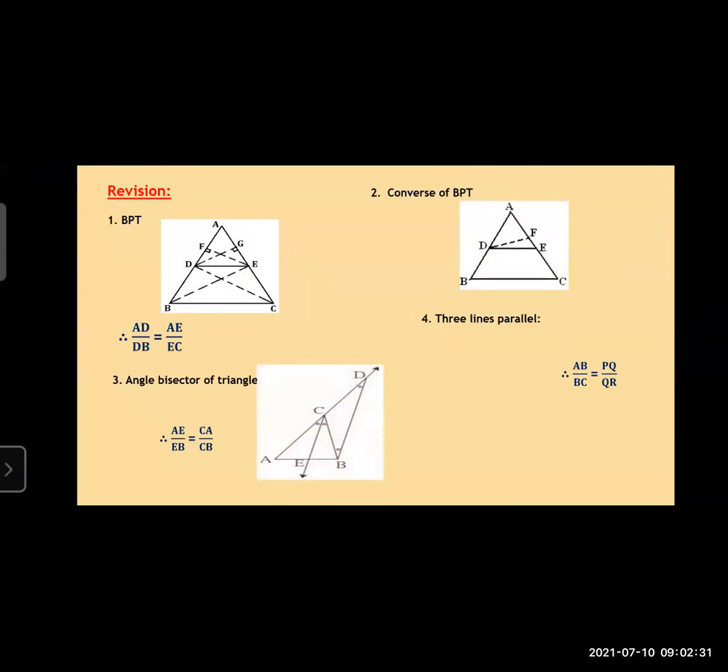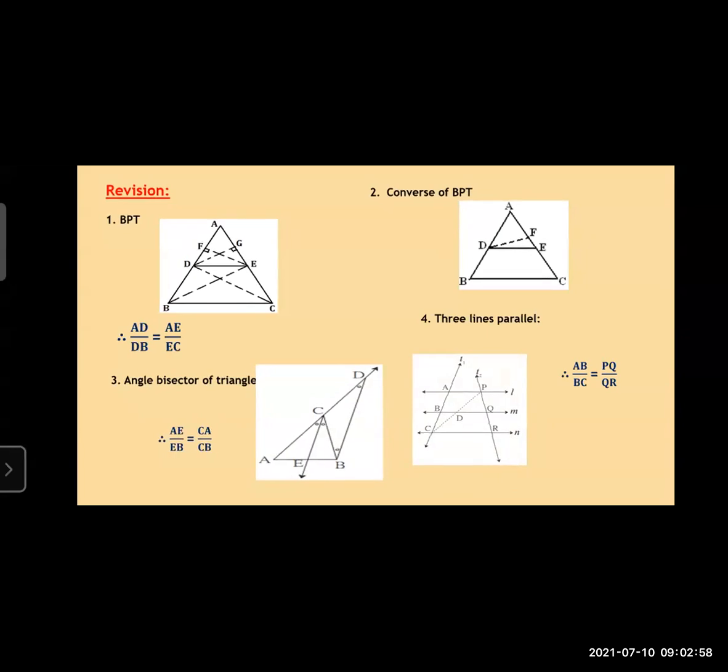Third is the angle bisector. So see in the triangle, CE is the angle bisector. So we write AE by EB is equal to AC by AB. Okay. And the last one is the three parallel lines. If this condition is given, three lines are parallel to each other and there are two transversals, then we write AB by BC is equal to PQ by QR.